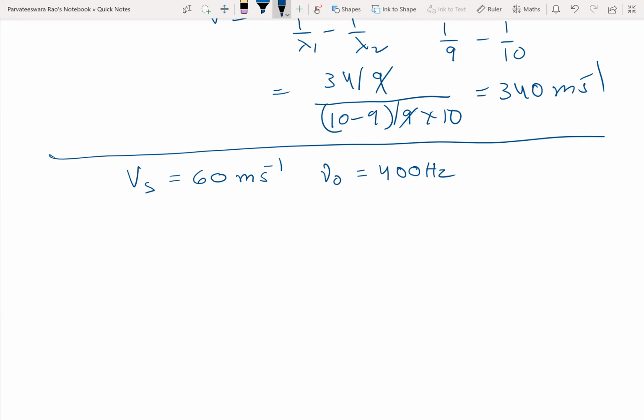Calculate the apparent frequencies of the sound as heard by the observer when the engine is approaching, crossing, and receding.